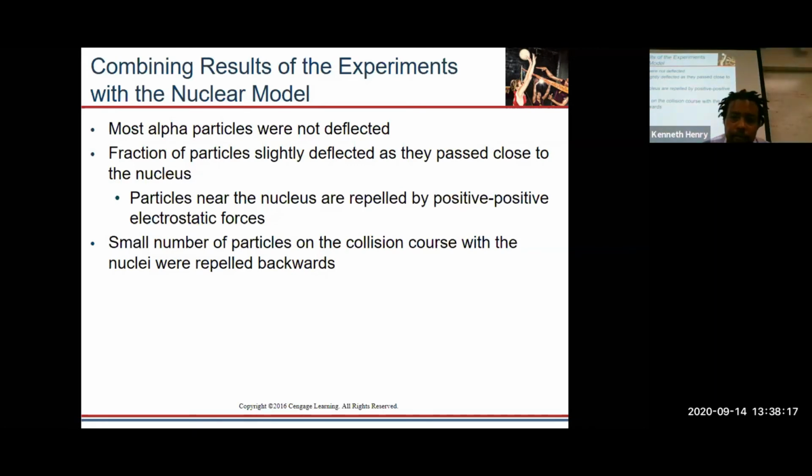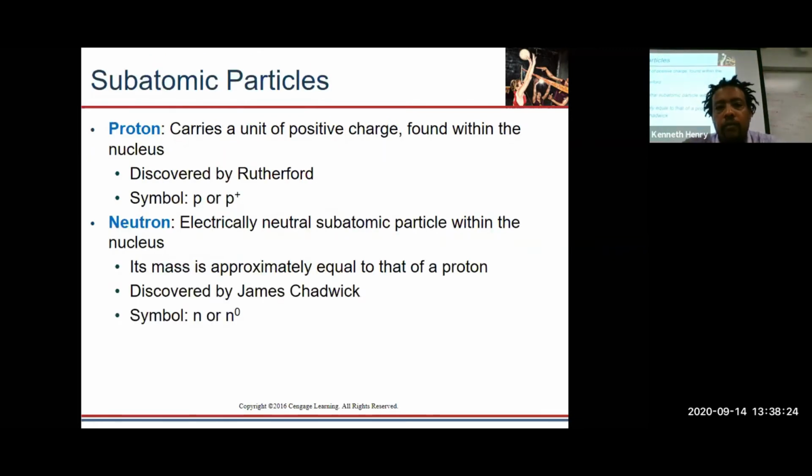So opposites attract. Two charges that are the same are going to repel each other, okay? So we know that the nucleus has protons in it, because they're positive. And we put those positive particles, they were bouncing off, so they were repelling. That let us know that the nucleus was a positive charge. And then you guys know about the neutrons now, right? Neutrons were basically discovered by James Chadwick.